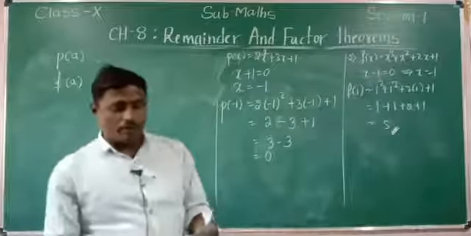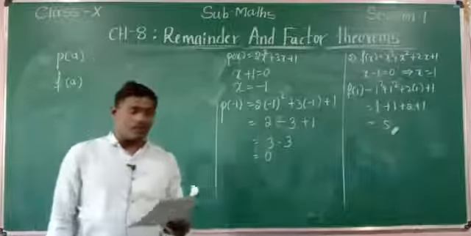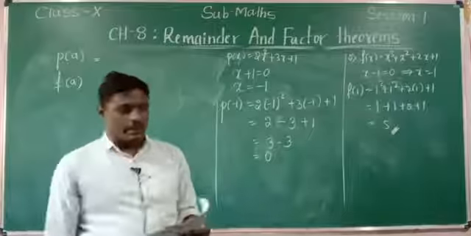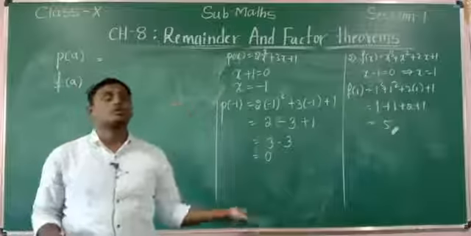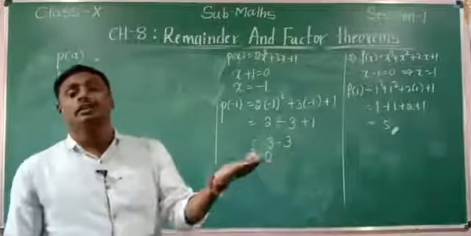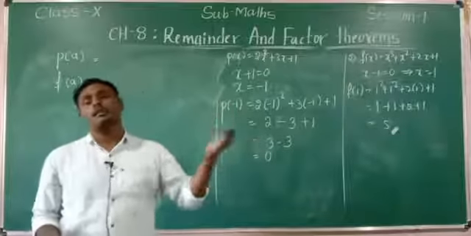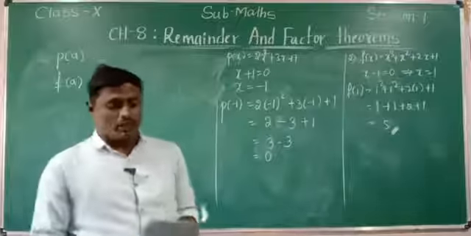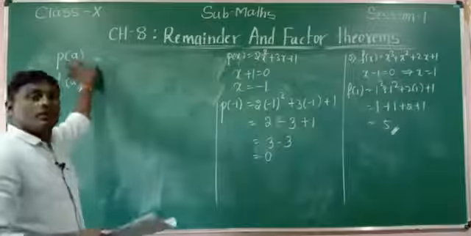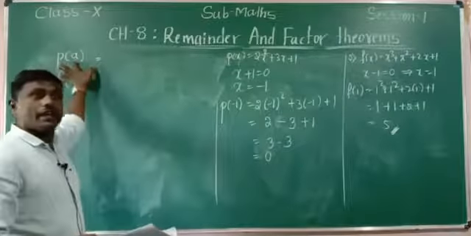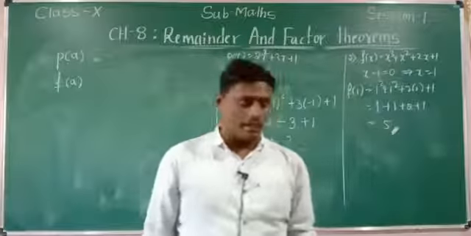Okay, so let P of x be any polynomial of degree greater than or equal to 1 and A be any real number, whether it may be a positive number or a negative number. Real number, as you already know from previous classes, is the combination of rational numbers and irrational numbers. So the value of P of A depends on the value of A. Here A is any real number. So this is the statement of the remainder theorem.